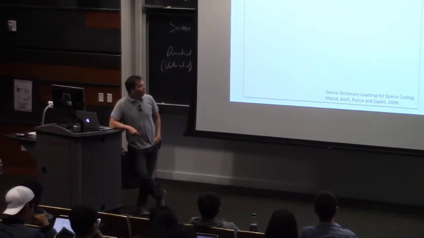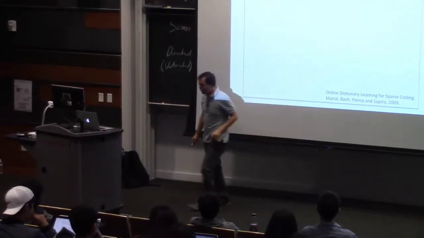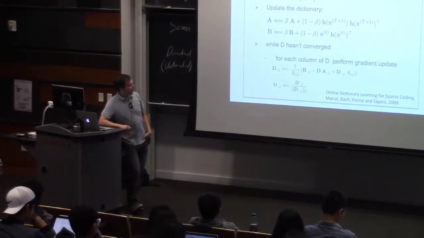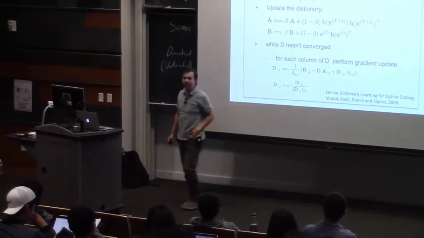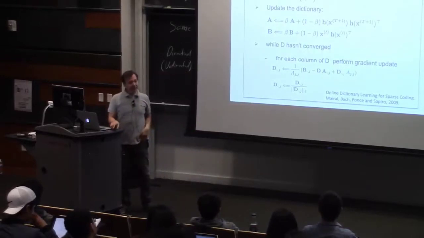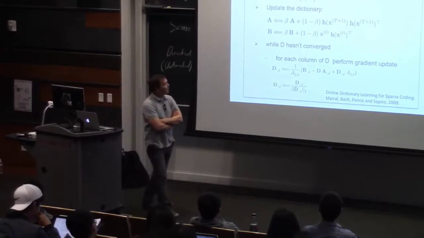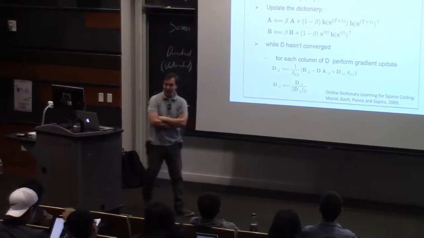So here's the overall online dictionary learning algorithm for sparse coding. This is the paper back in 2009: you infer the code, H, you update the dictionary. While D hasn't converged, you basically do multiple passes to update your dictionary, right? So if you actually implement this algorithm, it's fairly efficient, right? There are a few hyperparameters like beta, and when you infer the hidden states, you have to solve L1 lasso.